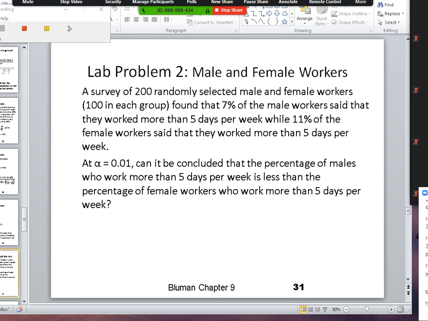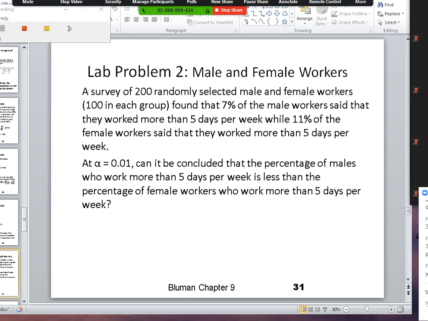A survey of 200 randomly selected male and female workers, 100 in each group, found that 7% of the male workers said that they worked more than 5 days per week, while 11% of the female workers said that they worked more than 5 days per week. At A equals 0.01, can it be concluded that the percentage of males who work more than 5 days per week is less than the percentage of female workers who work more than 5 days per week?